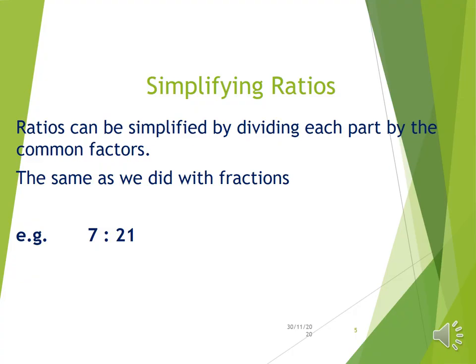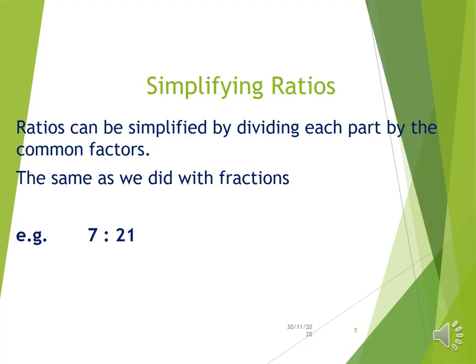So when stating simplifying ratios, what do I mean by that? Well, ratios can be simplified by dividing each part by the common factors, the same as we did with fractions. Whatever you divide the top of a fraction by, you divide the bottom of a fraction by. Likewise, we do the same thing, but this time it's on either side of the colon. So if we're dividing something on one side of the colon, we have to do the same thing on the other side. So for example, we have 7 to 21.